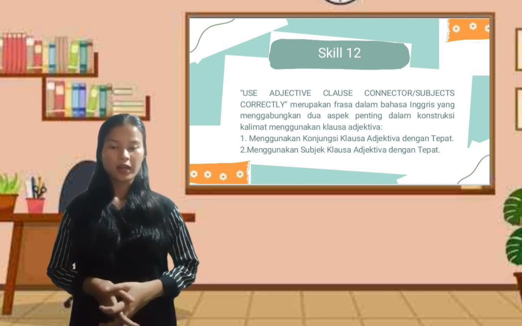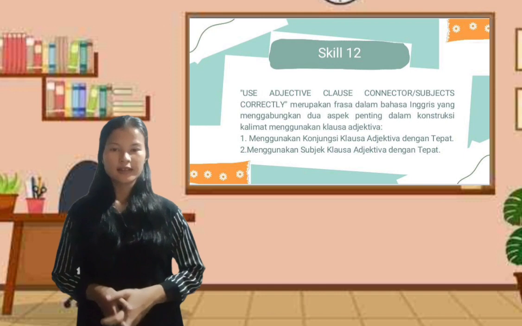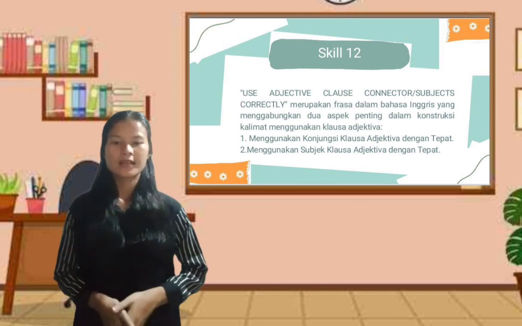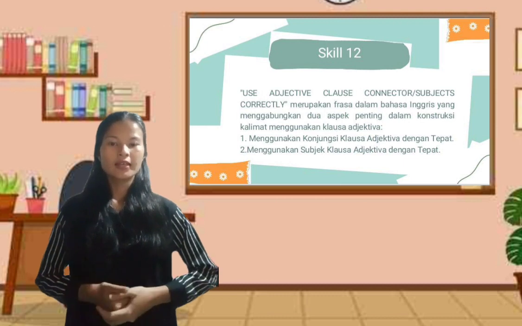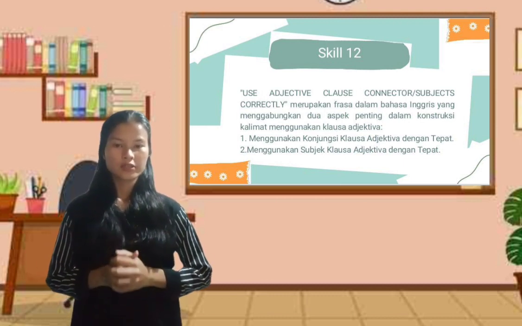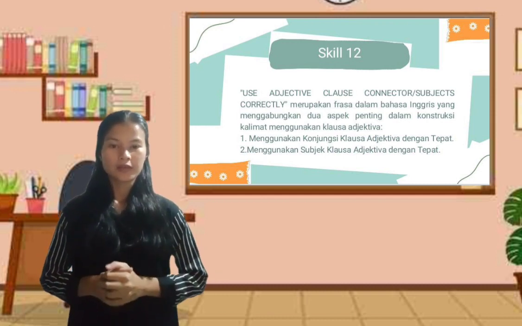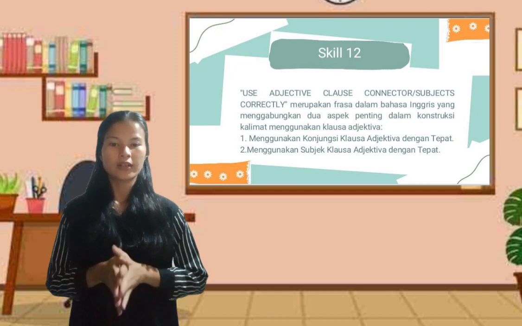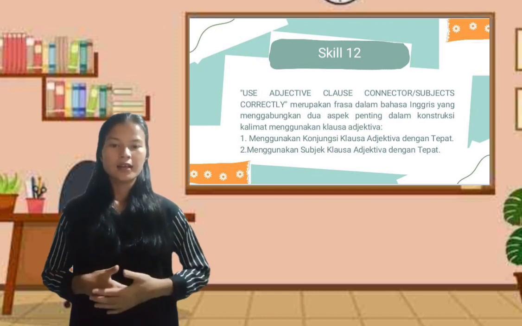Using adjective clause connectors and subjects correctly is a phrase in English that combines two important aspects in sentence construction using adjective clauses. One, use the adjective clause conjunction correctly. Two, use the adjective clause subject correctly.